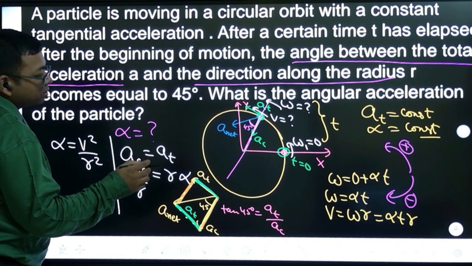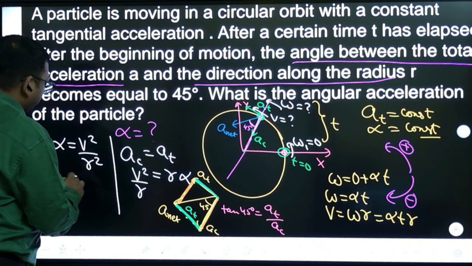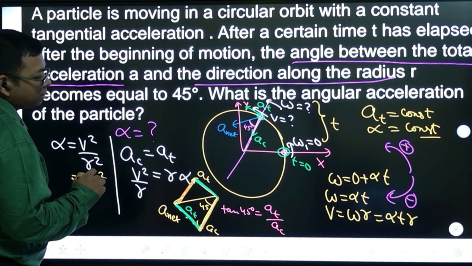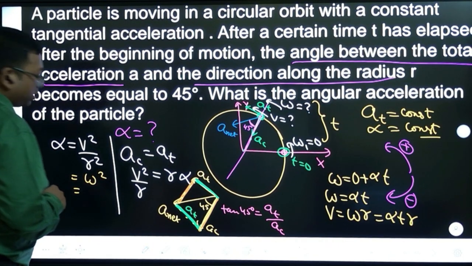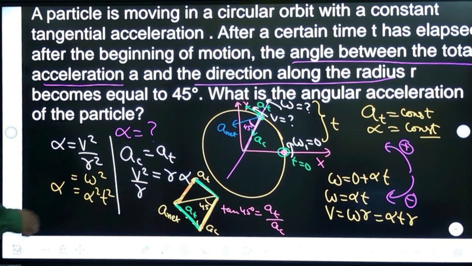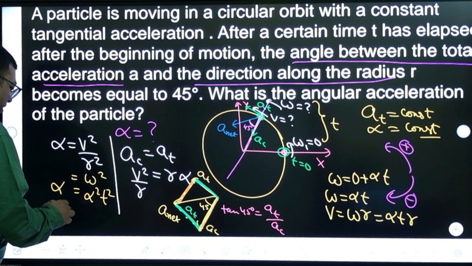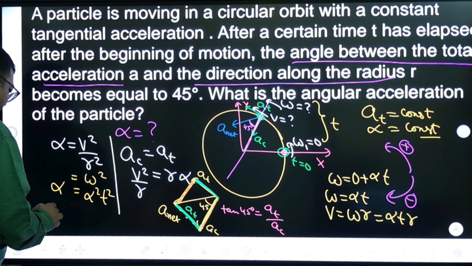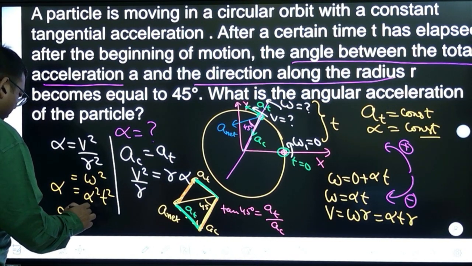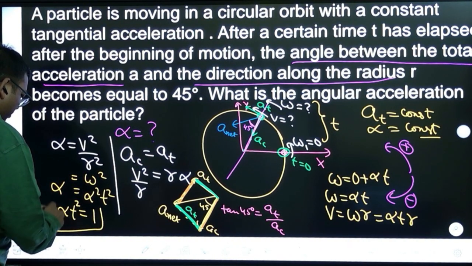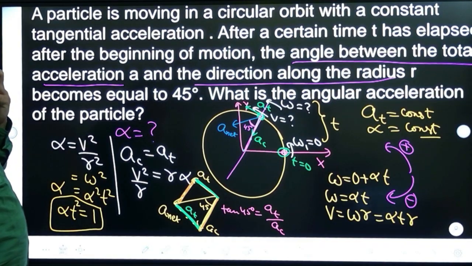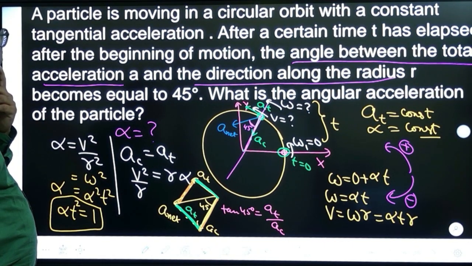V by r is omega, so this is omega square basically. Yes, this is omega square. So omega is alpha t, correct? So you will be getting alpha square t square then. Now alpha will get cancelled, correct? So alpha t square will come as 1. Alpha will get cancelled. I think so.